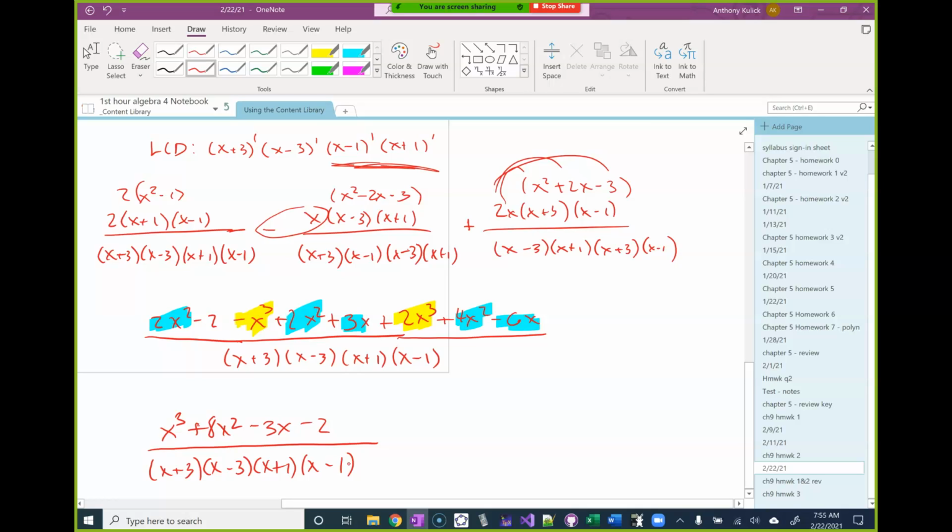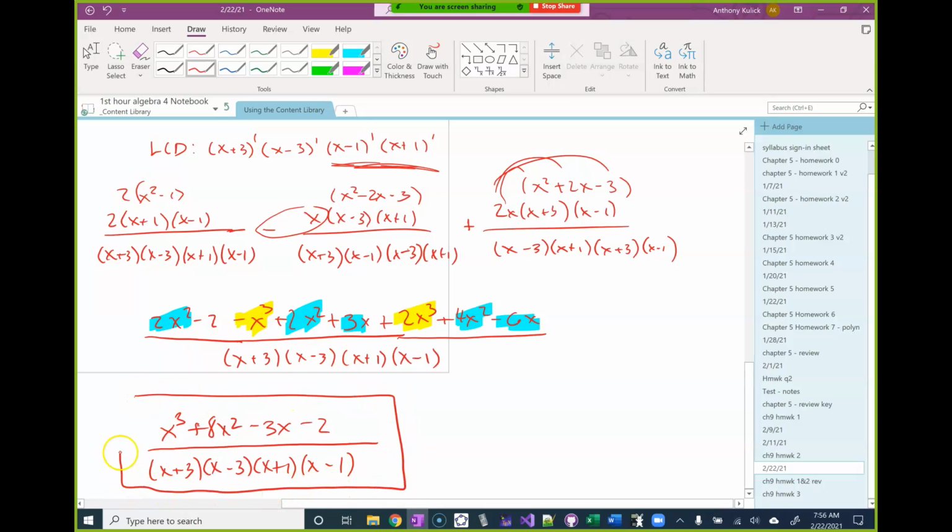And I take a quick glance at that numerator there. It's got 4 terms, so if it's factorable, I would try to use grouping on it. But it should be pretty easy to tell it's not going to be factorable by grouping, because the first 2 terms, the x cubed and the 8x squared, the greatest common factor would just be x squared, leaving you with x plus 8. And the second 2 terms, the negative 3x minus 2, the greatest common factor is negative 1, leaving you with 3x plus 2. And that's not the same as x plus 8, so you can't factor by grouping on that, so this is done.